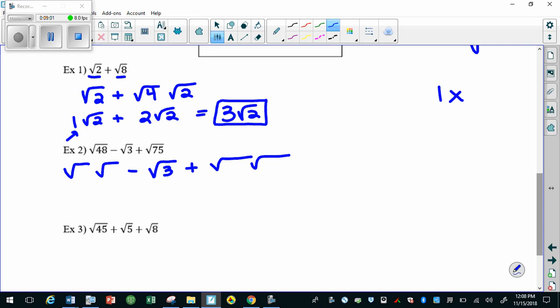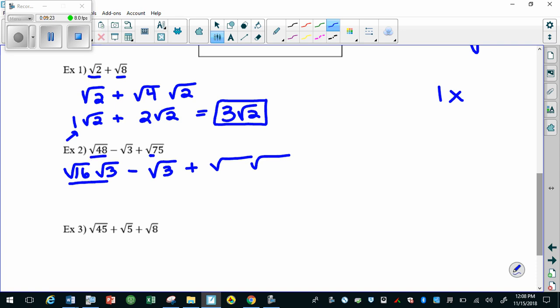So 48, 4 goes into it, but there's a bigger one. 4 goes into it 12 times. But if you think about that, another 4 comes out of 12. So if a 4 could come out and another 4 could come out, that really means a 16 could come out. 16 times 3 still gives me 48.